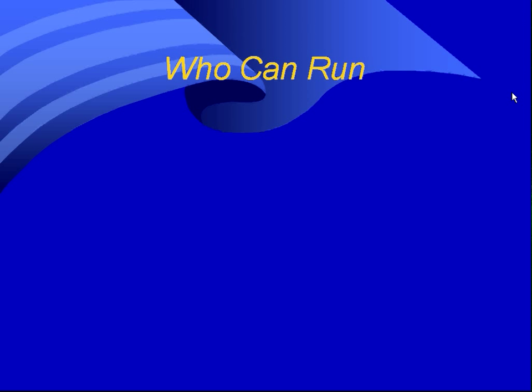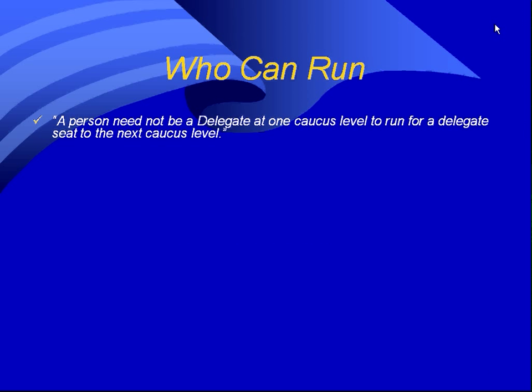Who can run for these positions? Now we get down to it. We've got some of the times and dates out. We got some of the vocabulary down about some of the different national delegates. So who gets to run for these positions as national delegate? Couple important points. This one is crucial because not a lot of people understand this, but it makes a huge difference. And it states that a person need not be a delegate at one caucus level to run for a delegate seat at the next caucus level. Very simply, you can step in at any point in the process and run to be a delegate.